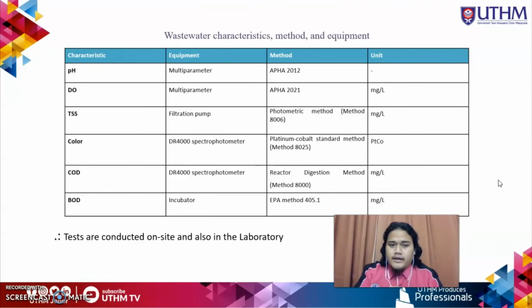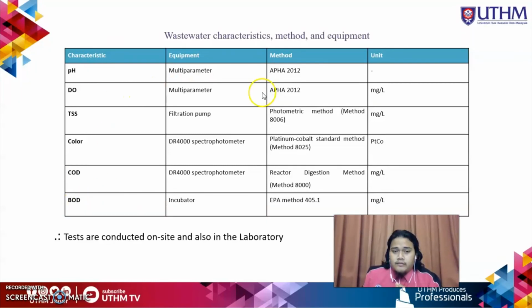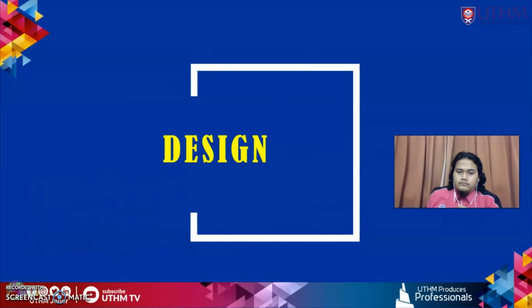For this project, the wastewater characteristics, methods and equipment used are pH, DO, which is dissolved oxygen, TSS, total suspended solids, color, COD, chemical oxygen demand, and then BOD, biological oxygen demand. These two tests, pH and DO, can be done using a multi-parameter meter on site. Total suspended solids, color, COD, and BOD can be done at the laboratory.